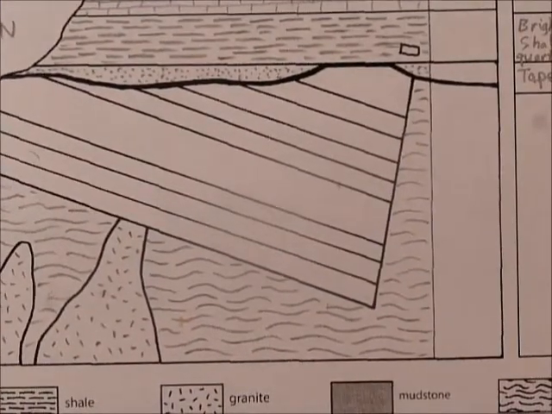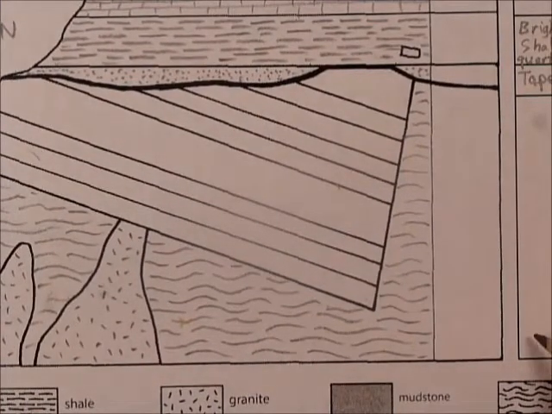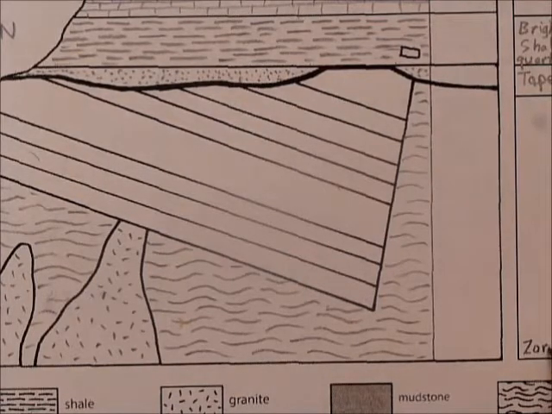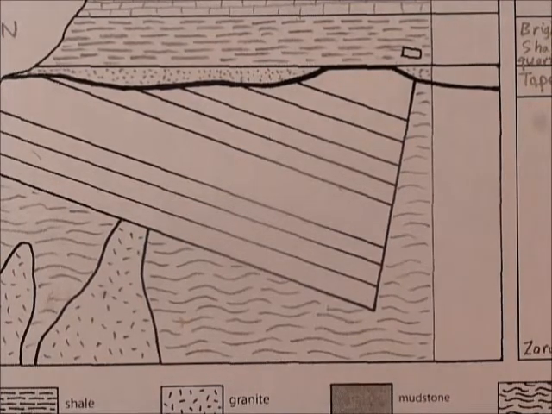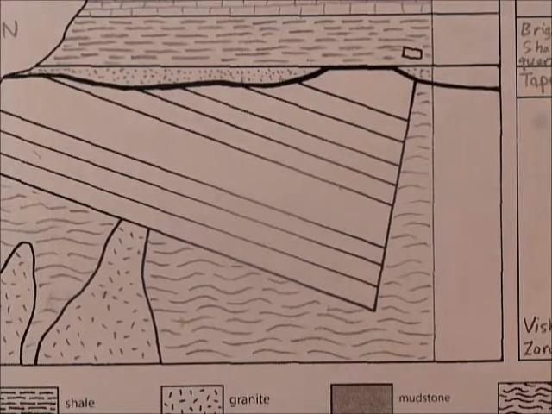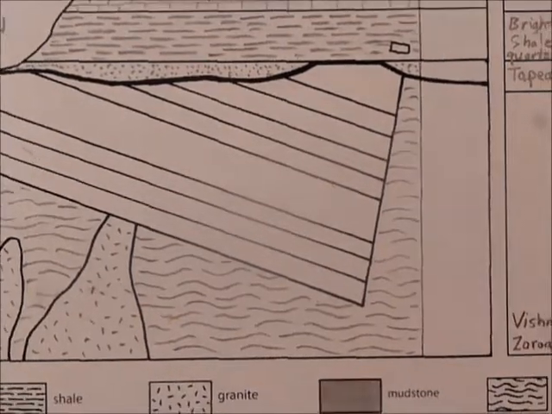So we can write down here at the bottom, why don't we write, this is called the Zoroaster granite. Zoro, Z-O-R-O, Aster granite, and the Vishnu, V-I-S-H-N-U, schist, S-C-H-I-S-T.